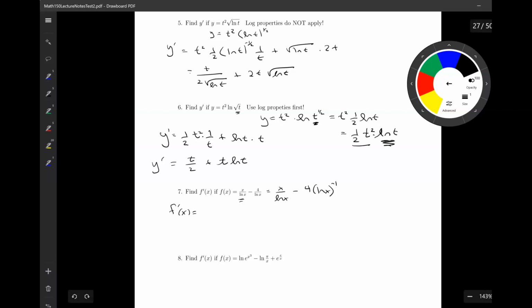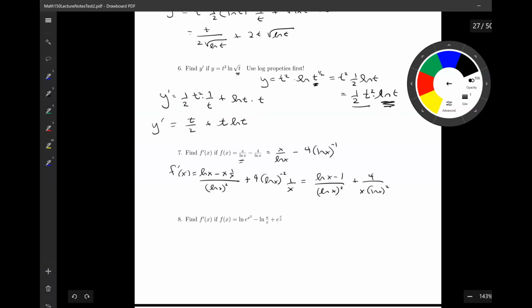So let's go do quotient rule. Low d high minus high d low, square the bottom and off you go, minus, and then I'm going to bring this negative down, so it turns into a positive 4, ln of x to the negative 2 times 1 over x. Cleaning this up a bit, I would have plus 4 over x ln of x squared.